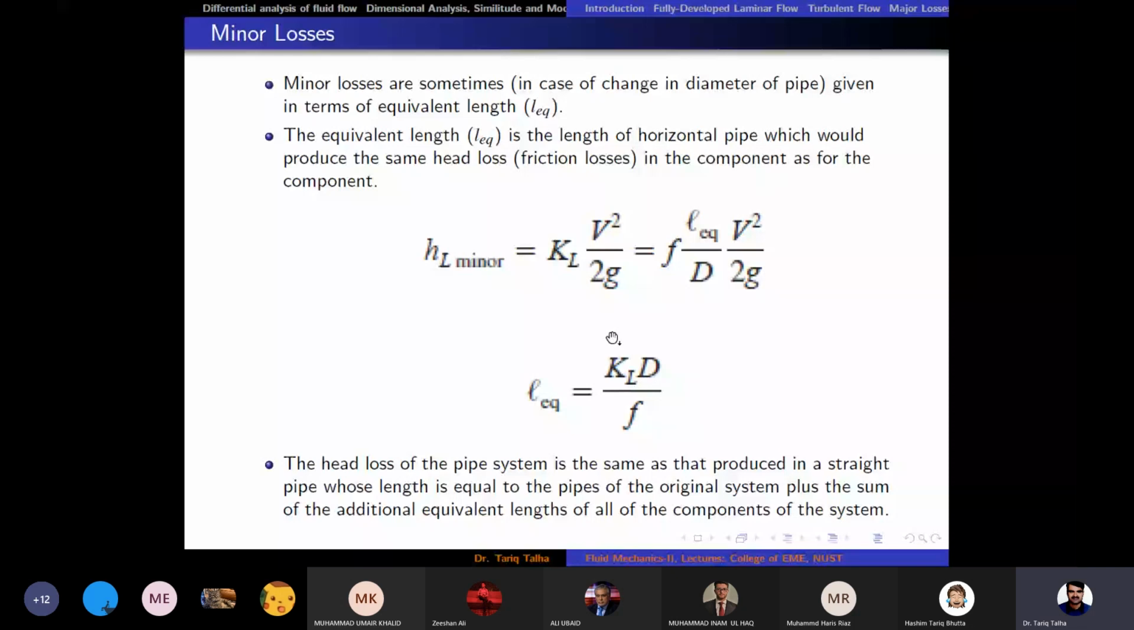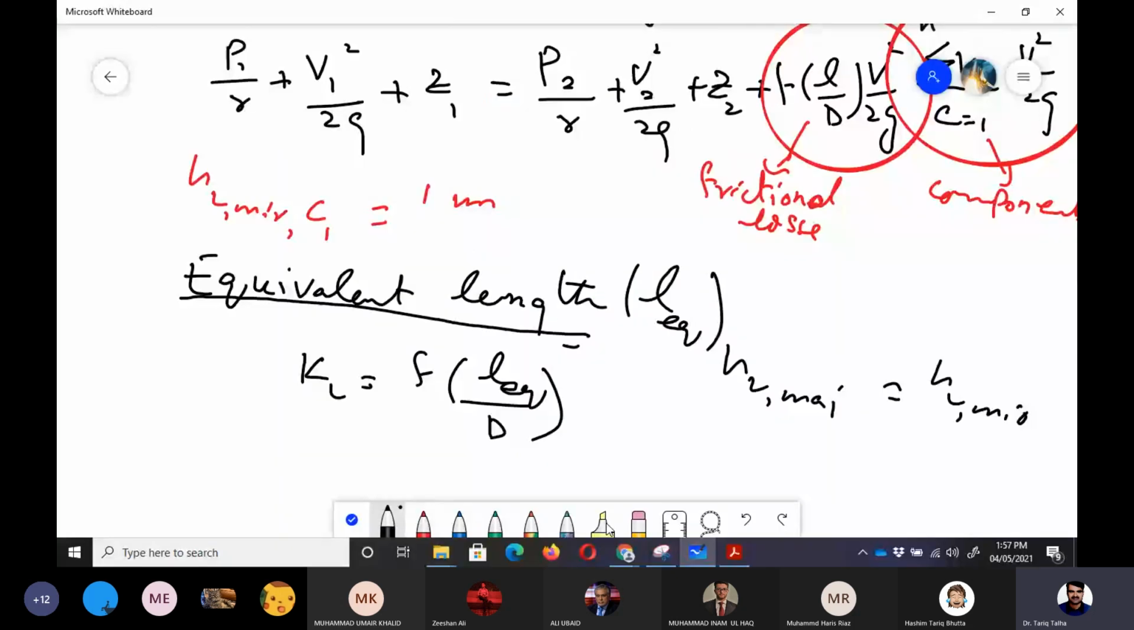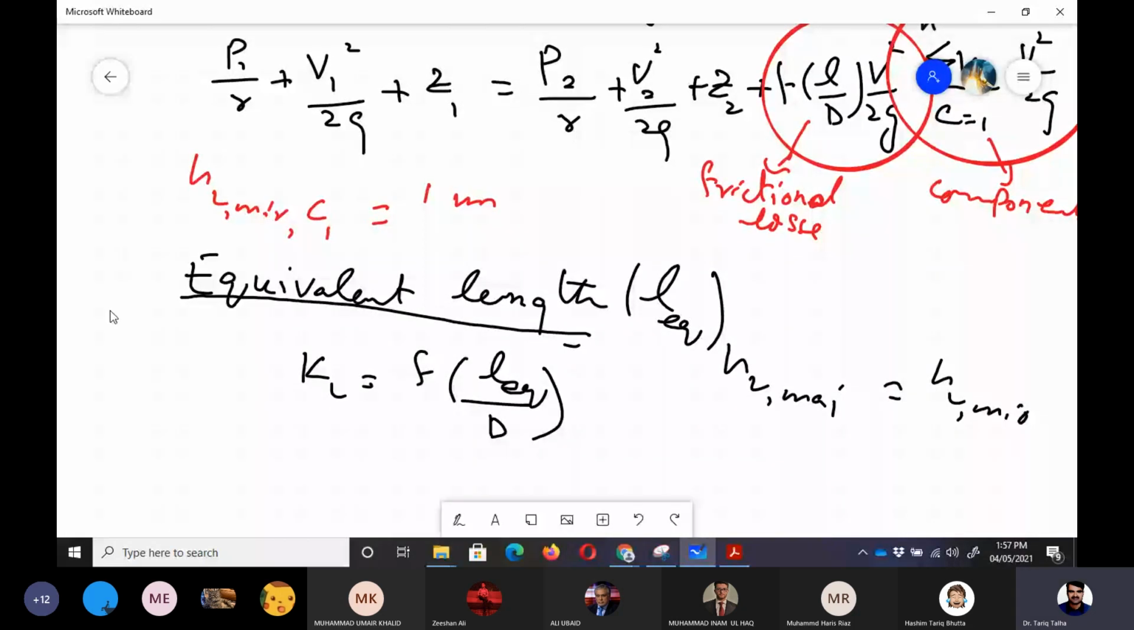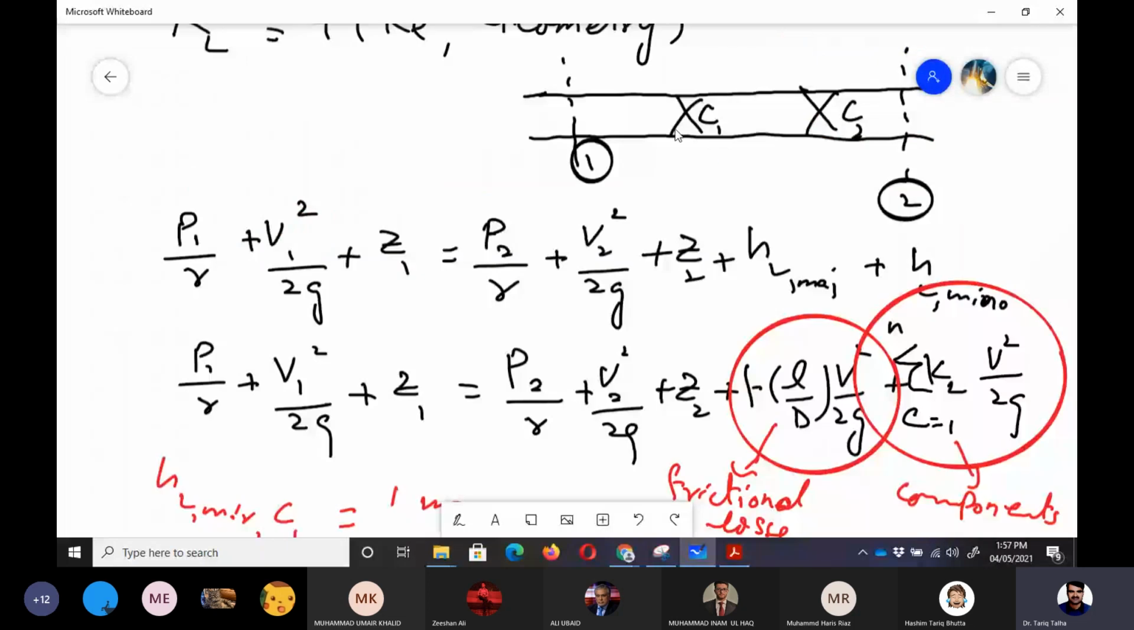So the head loss of the pipe system is the same as that produced in a straight pipe whose length is equal to the pipes of the original system plus the sum of the additional equivalent lengths of all of the components. So if we talk about this piping system here, because there are two components here, I need two equivalent lengths, one for this component and one for this component, in order to account for the loss occurred in these two components. If there are 10 components, then maybe we need those 10 equivalent lengths. The value of that equivalent length can be determined by using these relations.